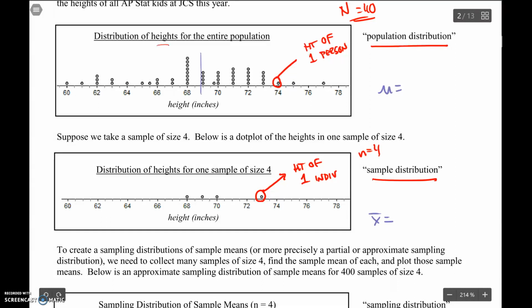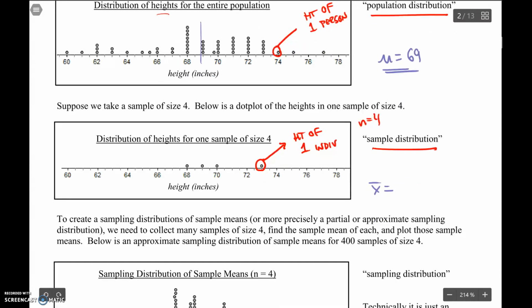Let's just say it's 69, just for the sake of argument. We're going to take our sample mean height. I don't know what it would be, probably somewhere right around here. Let's just say it's about 70.5, maybe. And that's our little X bar. That is our point estimate.